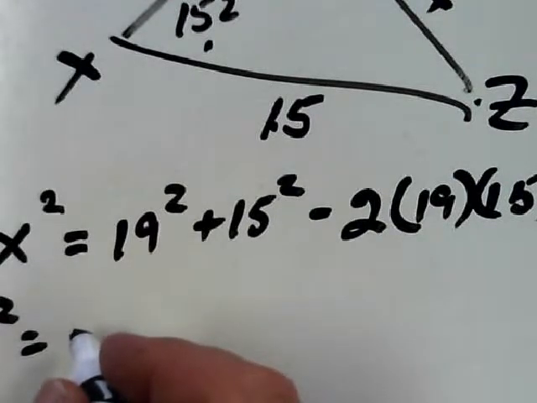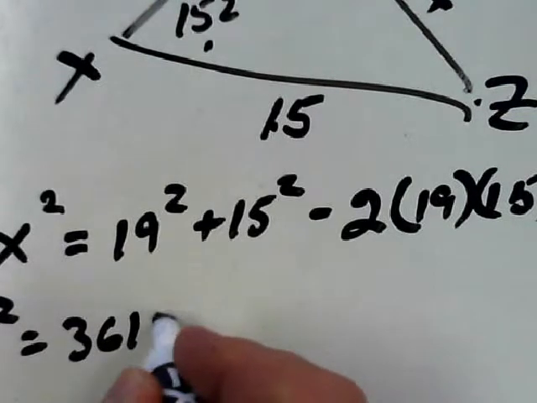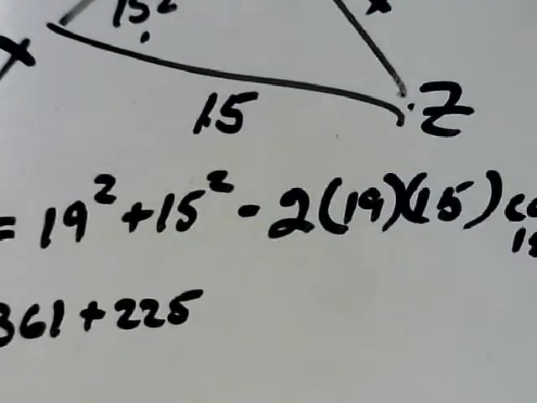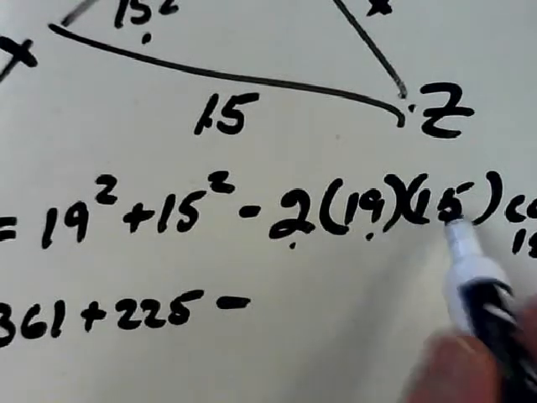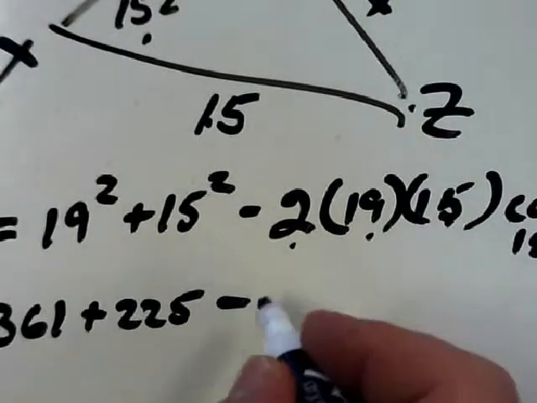So x squared is equal to, what's 19 squared? The big number. About 381? Oh, I know, 361. 15 squared is 225. Minus, what's 2 times 19 times 15? That would be 570. Do it.